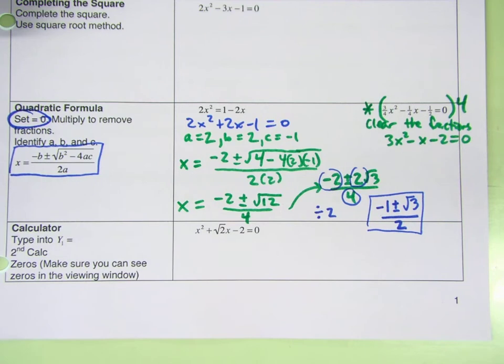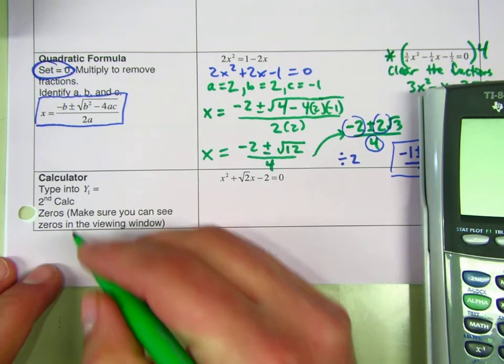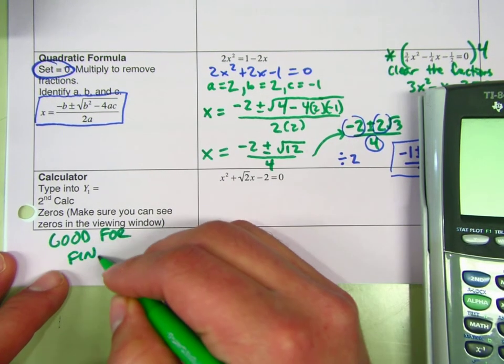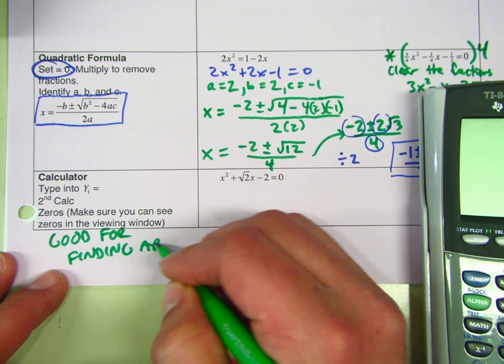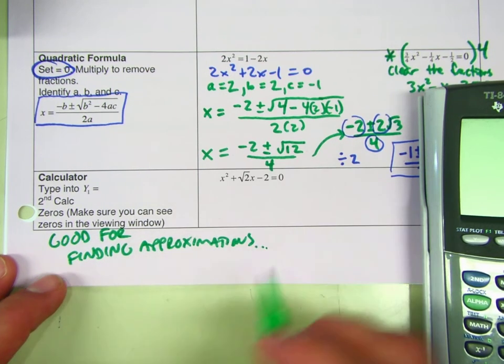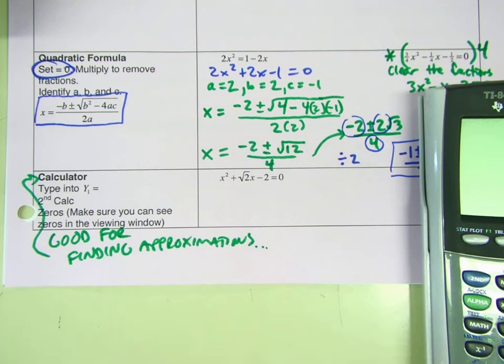Calculator time. If you're asked to just find approximations, the calculator is a great method because you can save yourself the hassle of the quadratic formula or making a little mistake here or there. And it's pretty straightforward to do.